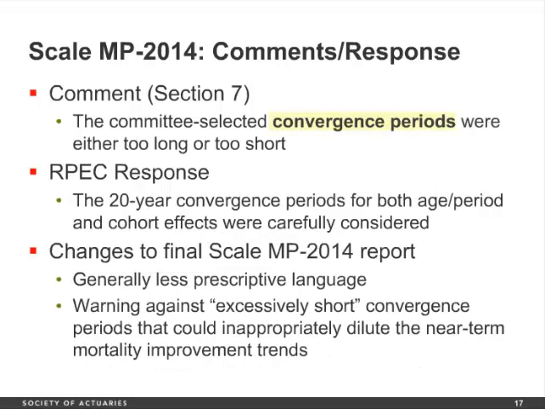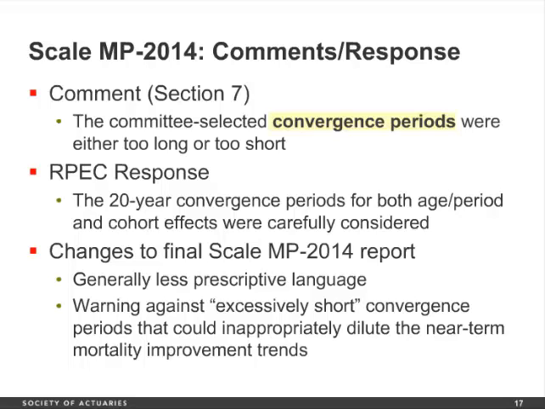So now into comment 7. And this one has to do with the convergence periods. Remember that RPEC had assumed a 20-year convergence period for both our cohort effects and our age period effects. Once again, there were comments on both sides. Some thought they should be as long as 30 years. Others thought that they should be much shorter.